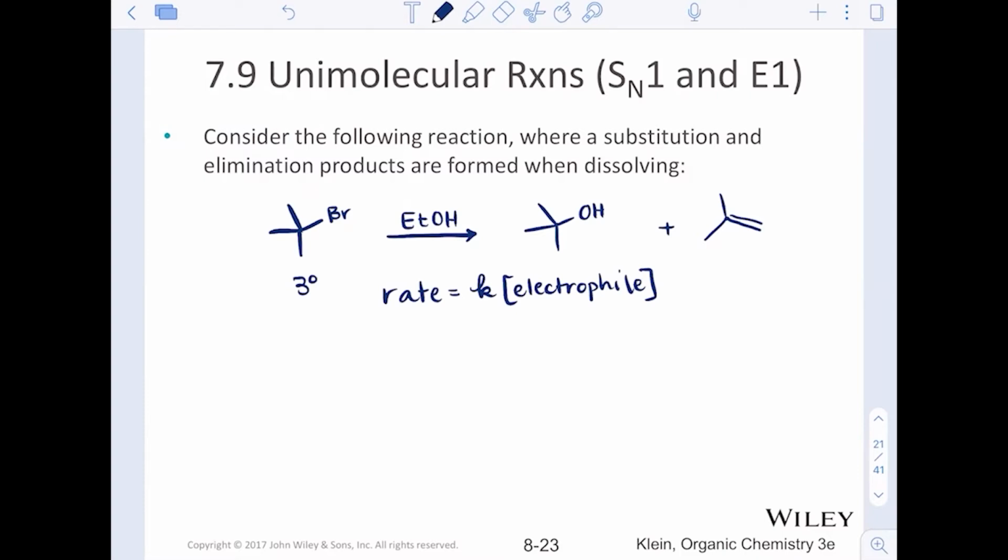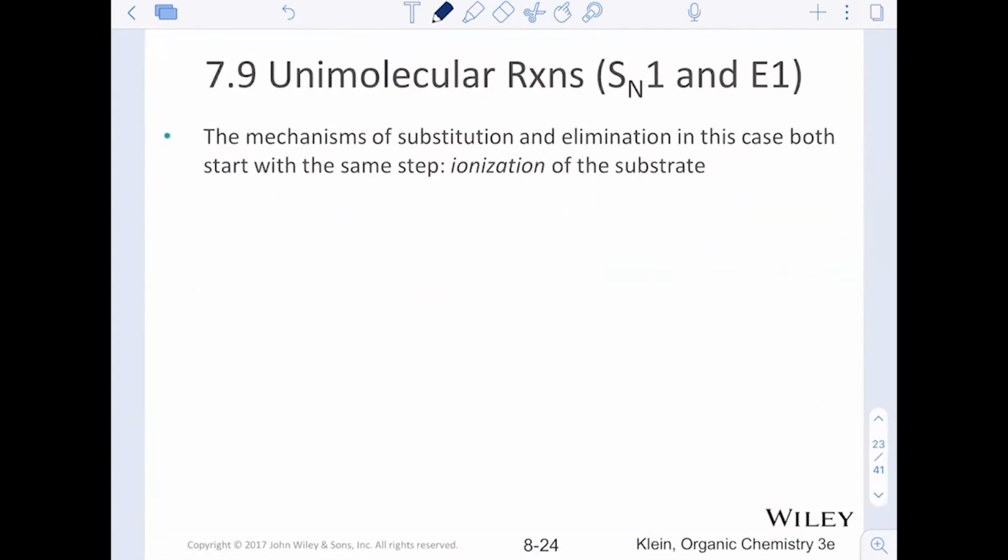So it's important to be able to walk through these mechanisms to see the similarities and the differences. The mechanism of substitution and elimination in this case start with the same step, the ionization of the substrate or the starting material, which in this case is the loss of the leaving group. Bromine is going to leave so that we can form ions. Bromine, remember, is a halogen. It has 3 lone pairs. By leaving, it becomes that stable conjugate base that we talked about.